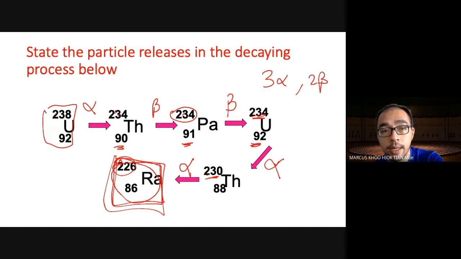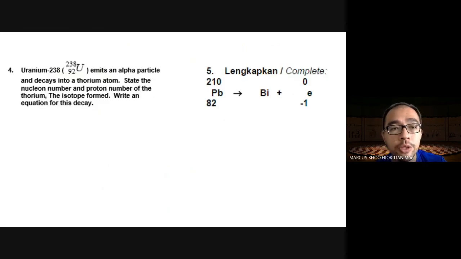All right, next. Uranium-238 emits an alpha particle and decays into a thorium atom. State the nucleon number and the proton number of the thorium isotope formed. Write an equation for this decay. So let's start with this. 238, 92, uranium-238, 92. The only thing we know is that it emits an alpha particle. So it's an alpha particle. Here is 4 and 2.